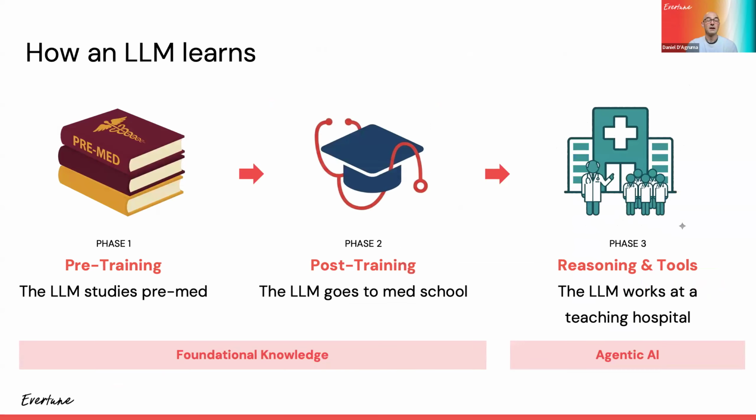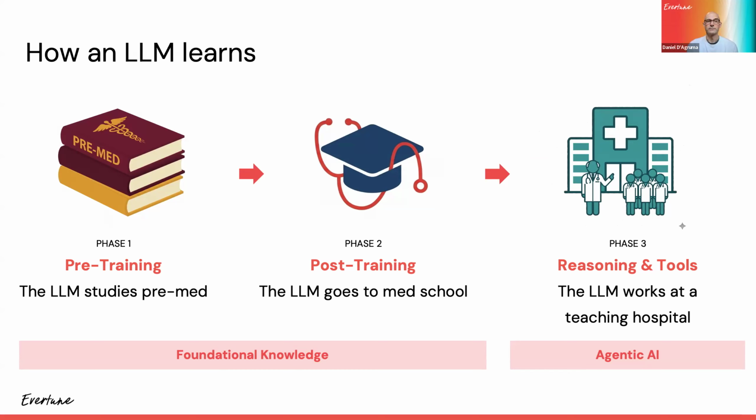Exactly. Okay. If you'll indulge me in another tortured metaphor, think of how an LLM learns as three distinct phases. So, phase one is pre-training. And this is where the model is trained to predict the next word in a sentence using massive text sources, including publicly available internet content. Think of it like studying pre-med, reading every textbook, being an A+ student, absorbing everything in class.